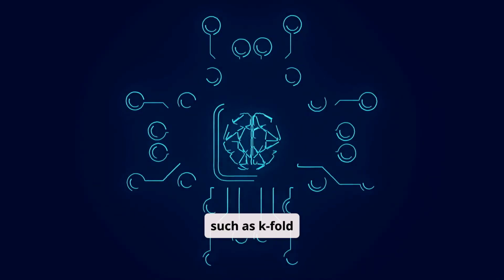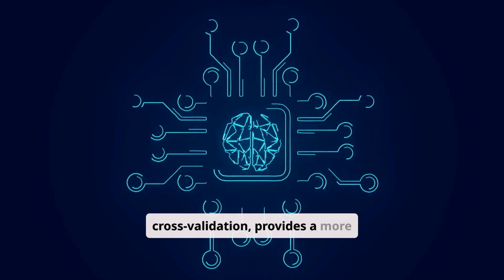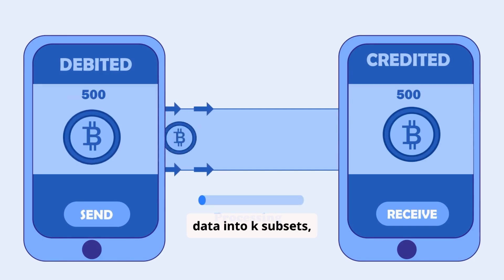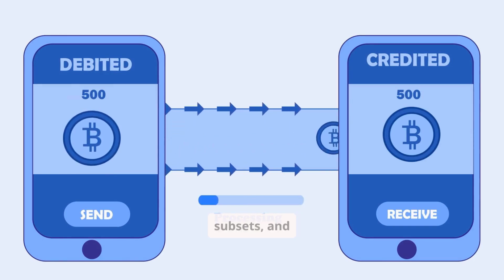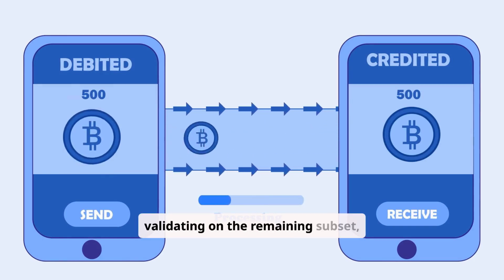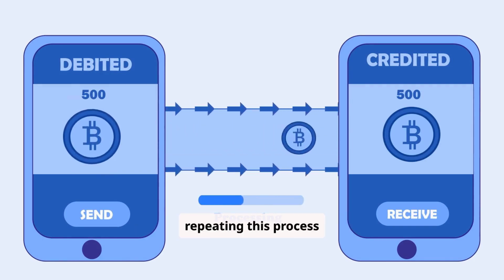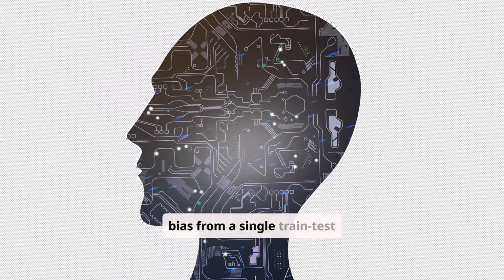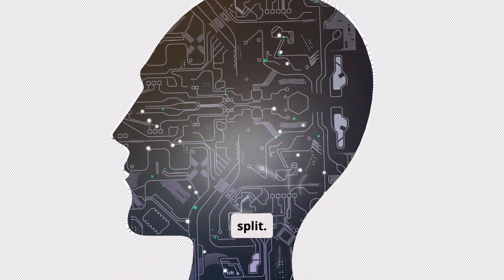Cross-validation, such as k-fold cross-validation, provides a more robust estimate of model performance. It involves partitioning the data into k subsets, training on k-1 subsets, and validating on the remaining subset, repeating this process k times. This helps mitigate bias from a single train-test split.